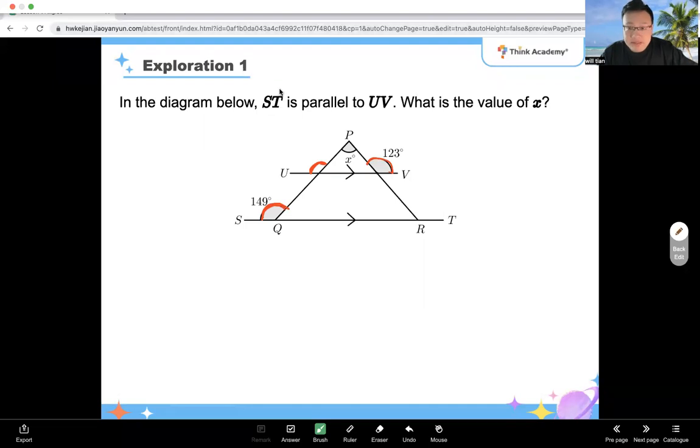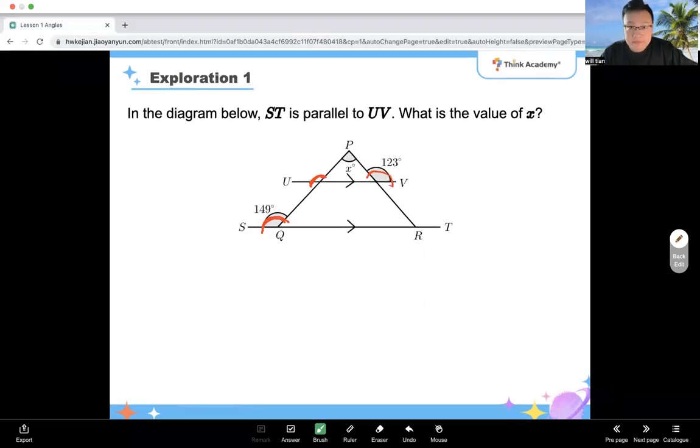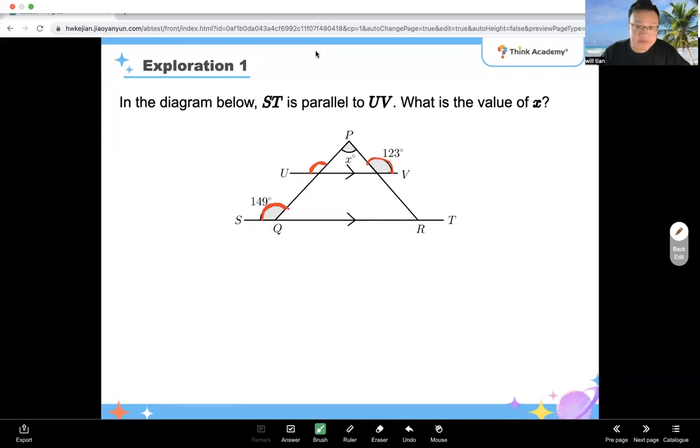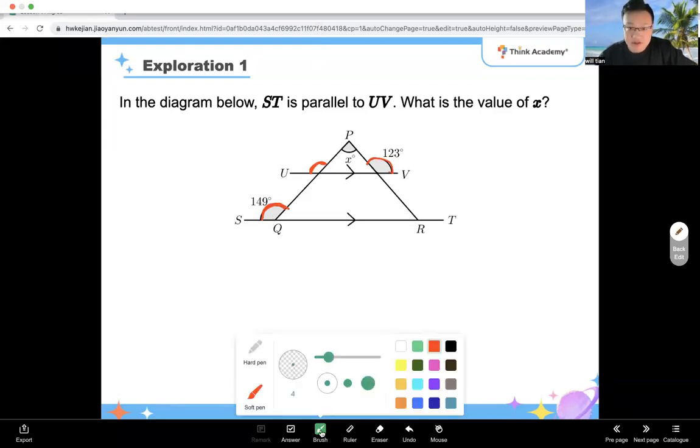Yes, Heather, go ahead. Can you tell us how you solve it? It's 92. Very good. Can you tell us how you solve it?